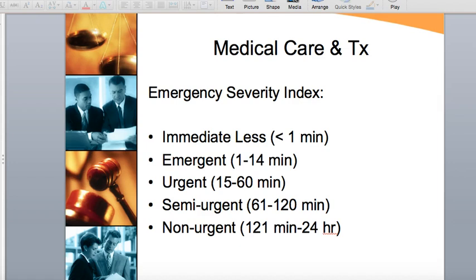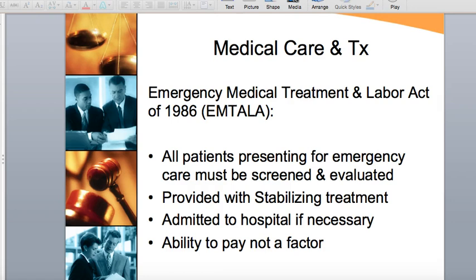So these are not perfect index scales by any means, but it is what we use in our emergency and urgent care services now to help try to classify and decide what patients need to be seen immediately and which ones can wait until the more emergent patients are seen.